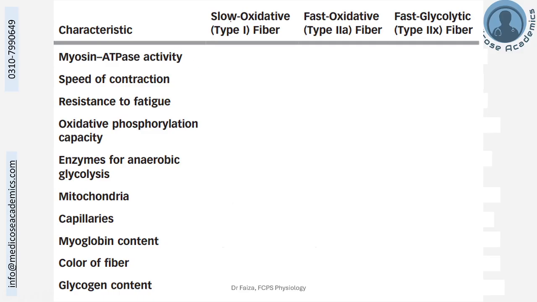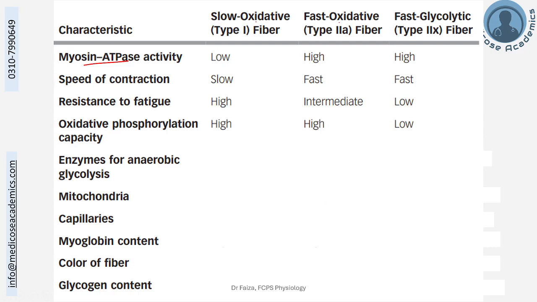The slow fibers are all oxidative fibers. Fast fibers may be oxidative and glycolytic, and depending upon oxidative and glycolytic capacity, you can guess all these characteristics. For example, the fast fibers will have a faster myosin ATPase activity as compared to the slow fibers, of course, because they have to attach and detach more quickly. Speed of contraction, of course, is faster in fast fibers. Resistance to fatigue, of course, slow fibers will have more as they are oxidative.